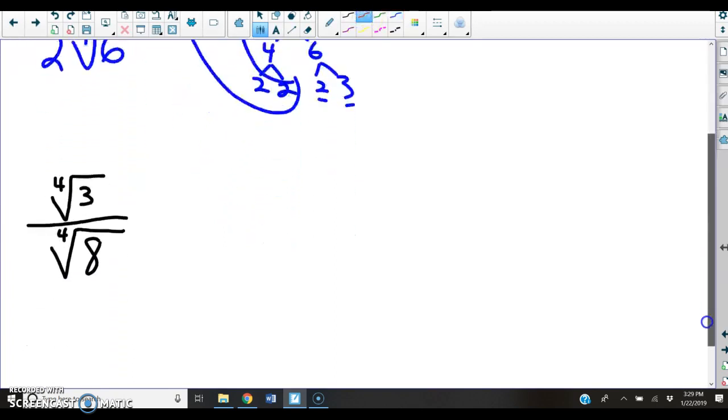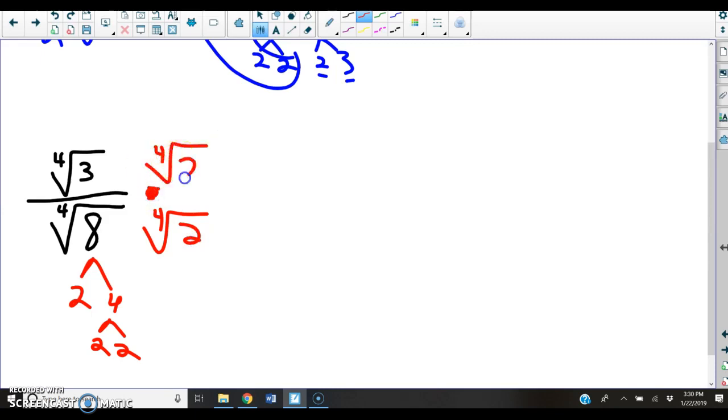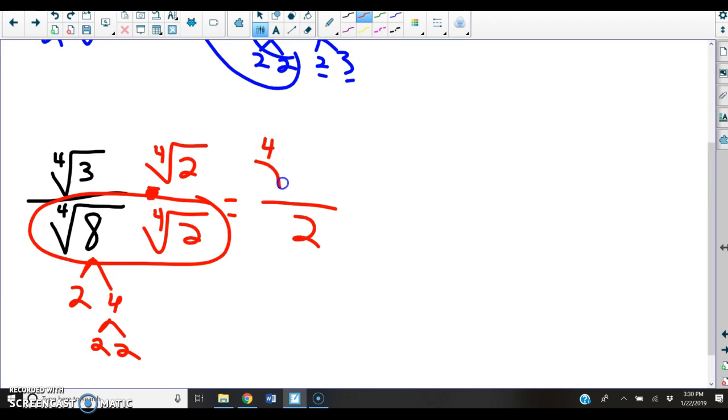Okay. Next example I have the 4th root of 3 divided by the 4th root of 8. Well, we cannot leave a root in the denominator if we can help it. 8 can be broken down into 2 cubed. If I had one more 4th root of 2, I want to simplify that. Well, now this would simply become 2. The numerator, I have to make the 4th root of the product of those radicands, 4th root of 6.